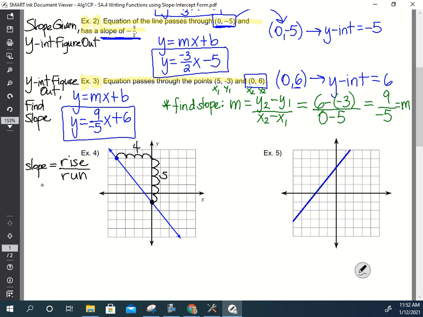So that means our slope is 5 over. Since we went to the left, is that positive or negative? That's negative. Remember, if you go up, that's positive. If you go down, that's negative. If you go to the right, that's positive. If you go to the left, that's negative. So your slope is 5 over negative 4. There's your slope.